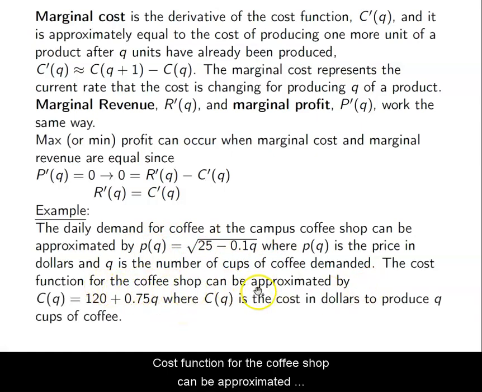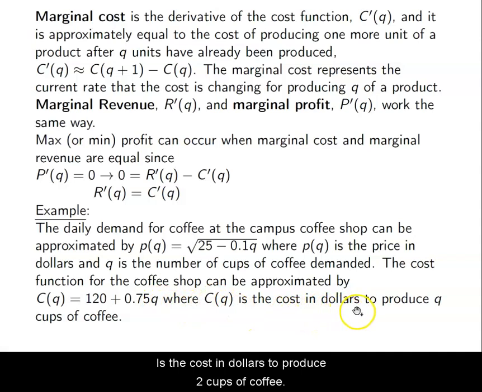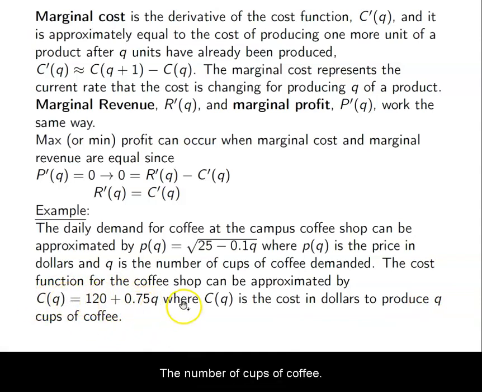So the cost function for the coffee shop can be approximated by C of Q, which is 120 plus 0.75 Q. So again, I'm giving you the price function and I'm giving you the cost function. Here, C of Q is the cost in dollars to produce Q cups of coffee. So this is how much it costs to produce Q cups of coffee, and this is the price per cup.